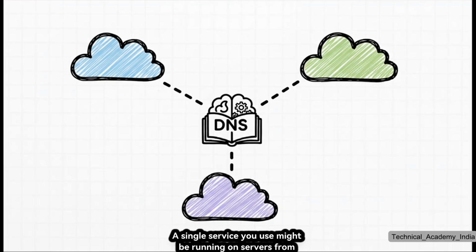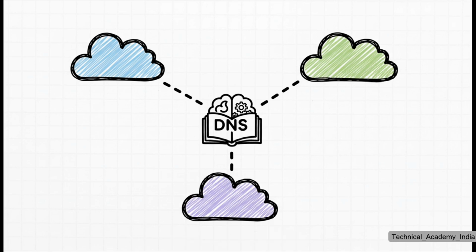Think about it. A single service you use might be running on servers from Amazon, Google, and Microsoft all at the same time. And each of these clouds has its own way of naming things inside its own network. So DNS has to step in and be a super smart translator that understands all their different languages.